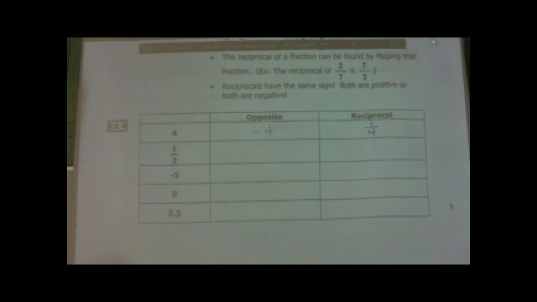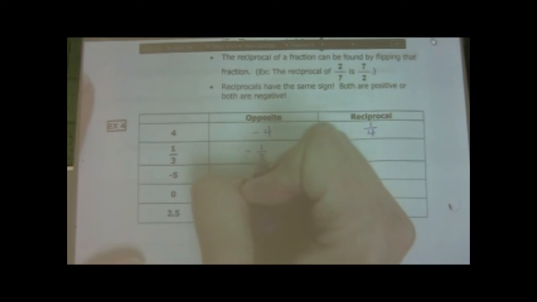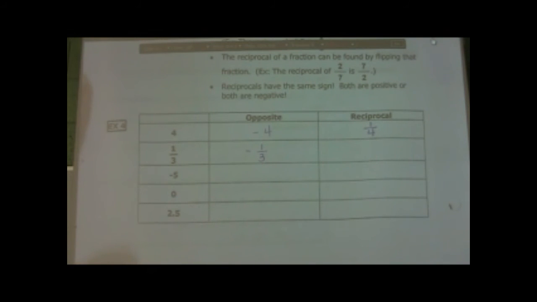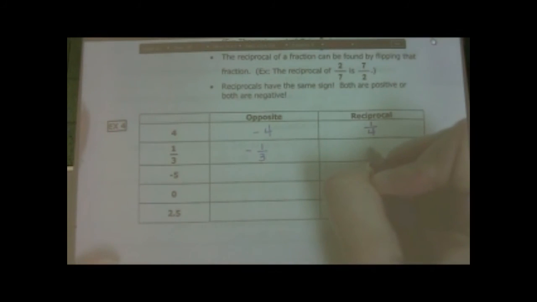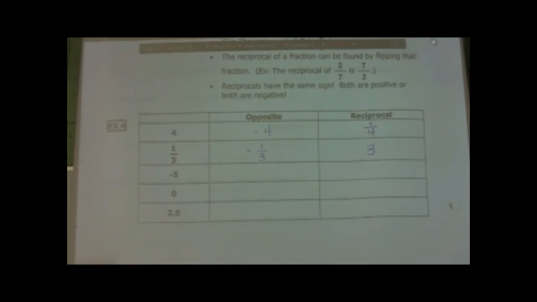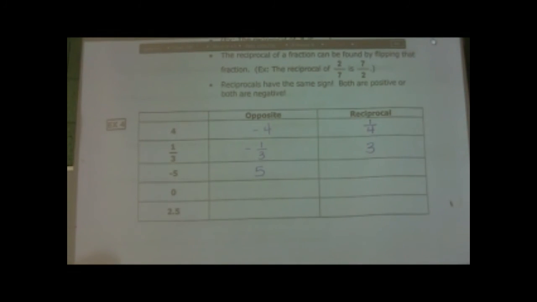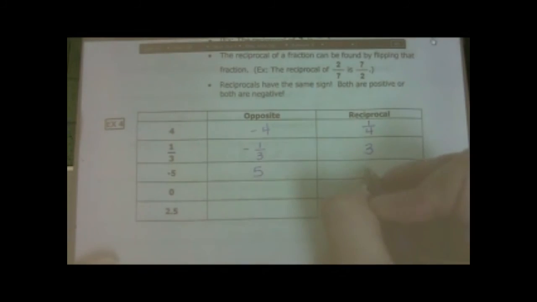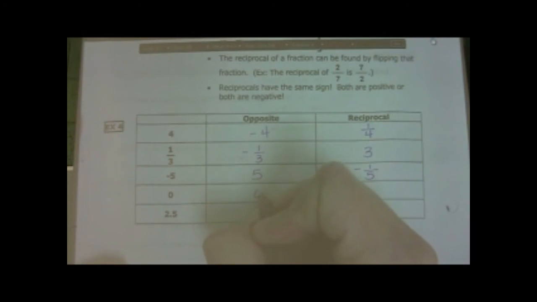What is the opposite of 1/3? Negative 1/3. What is the reciprocal of 1/3? It is 3. Flip it over, it's 3 over 1. 3 over 1 is just 3. What is the opposite of negative 5? 5. What is the reciprocal of negative 5? Negative 1/5. All right, what is the opposite of 0? 0. Here's the tricky one.